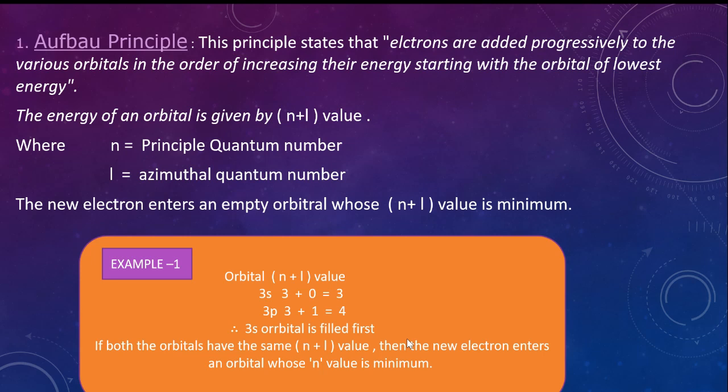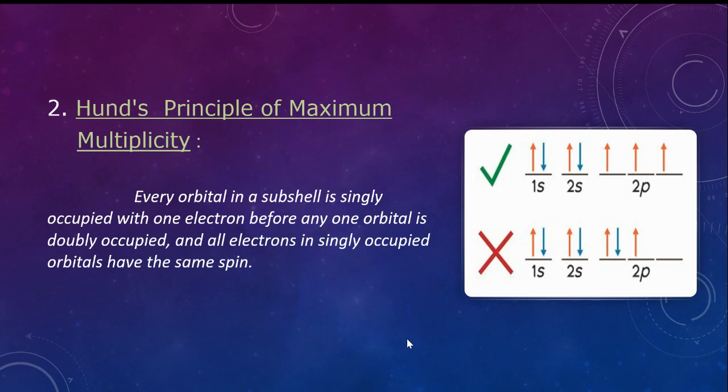Now we'll move to the next principle, that is Hund's rule of maximum multiplicity. This rule says that every orbital in a subshell is singly occupied with one electron before any one orbital is doubly occupied, and all the electrons in singly occupied orbitals have the same spin. That means this rule deals with the pairing up of the electrons in an orbital, in degenerate orbitals, that means the orbitals which have the same energy.